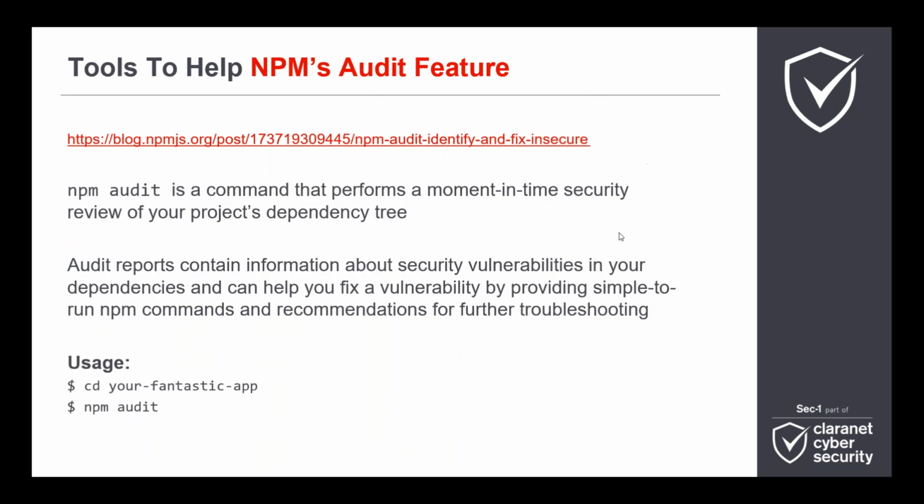Finally, this one's pretty useful, and there are similar commands you can run with different package managers, but npm audit is a very convenient and simple one for a point-in-time security review of your project's dependency tree. Your audit report contains information about security vulnerabilities in your dependencies, and it can help you fix a vulnerability, providing simple to run npm commands and recommendations for further troubleshooting. It is as simple as changing directory to your app and then running npm audit, and the output will give you probably quite a lot of scary stuff, because npm has mad dependencies, but being scared isn't a problem. You want to be resourceful and knowledgeable about what's going on.